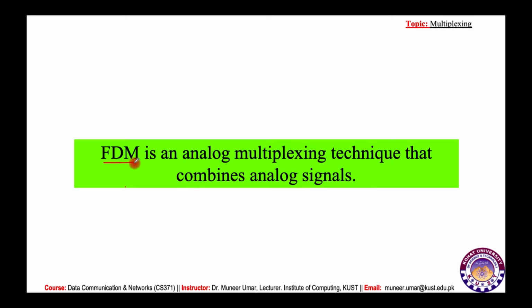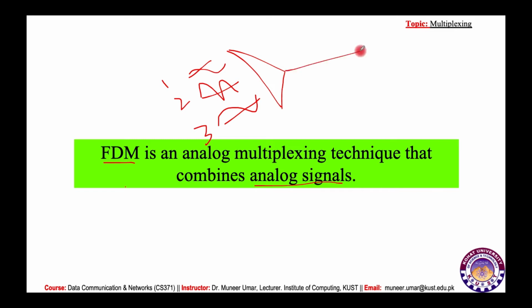FDM, the frequency division multiplexing, is an analog multiplexing technique that combines analog signals. We would have multiple users having multiple signals: user 1, user 2, and user 3. Let's say there are 3 signals and these are from 3 different users. So what happens? These signals are combined together and transmitted. So this method is called frequency division multiplexing, and this is used for analog signals.